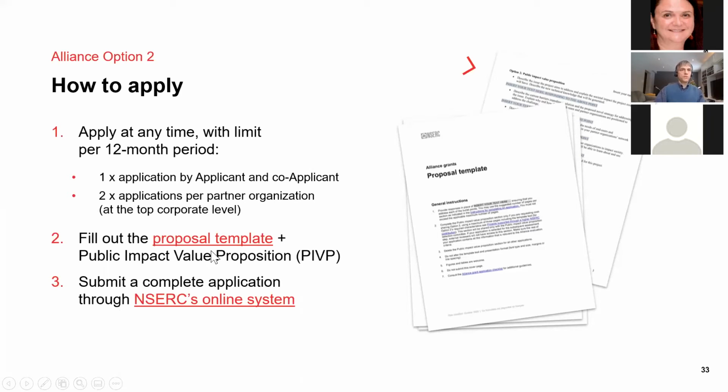In terms of the components of the proposal, there's one difference. There's an additional 3 pages for what we call the public impact value proposition, or PIVP. So this piece will be reviewed by a committee, like I'll mention later, but will not go to the external peer review.